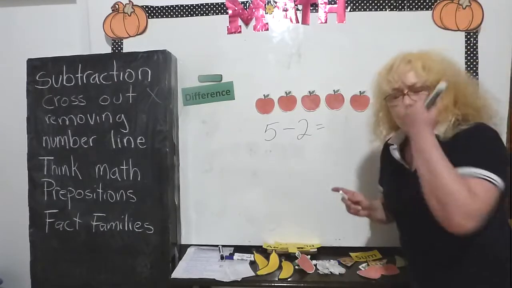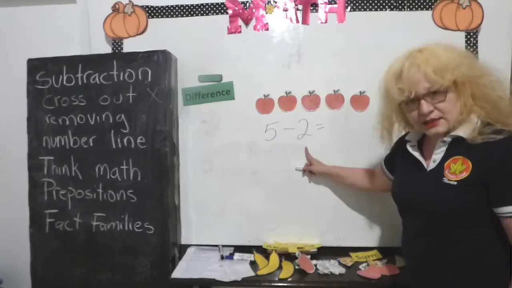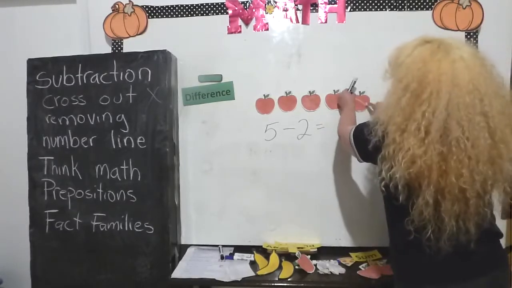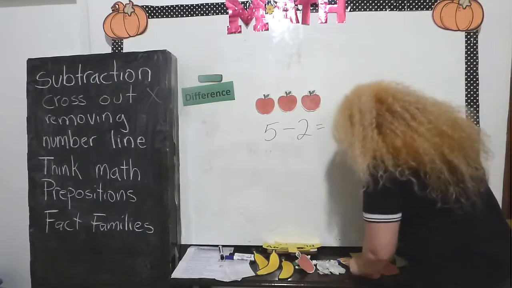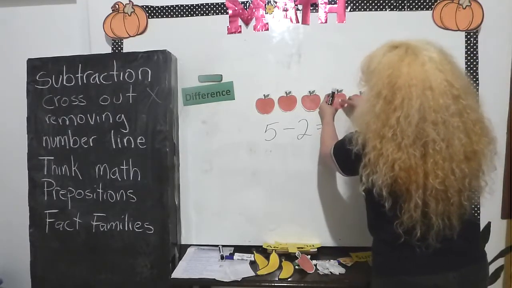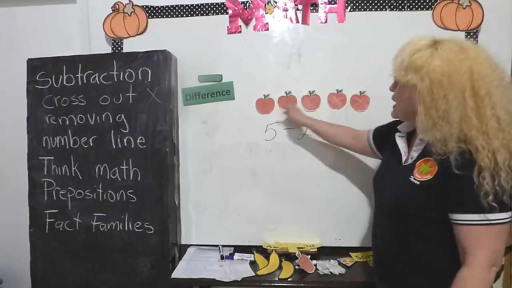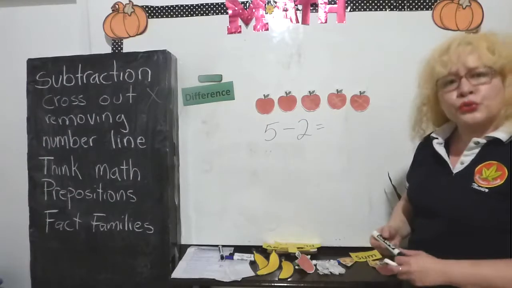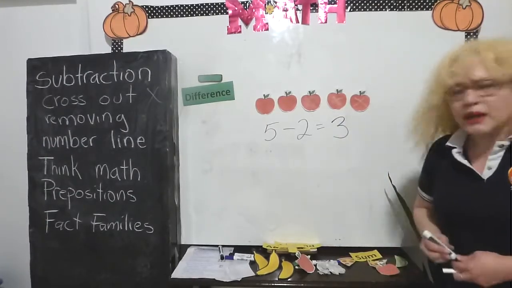How many do I have to cross out? Yes, 2. So 1, 2. Whoopsie! Okay. I cross out 2. How many do I have left? 3. So my difference is 3.